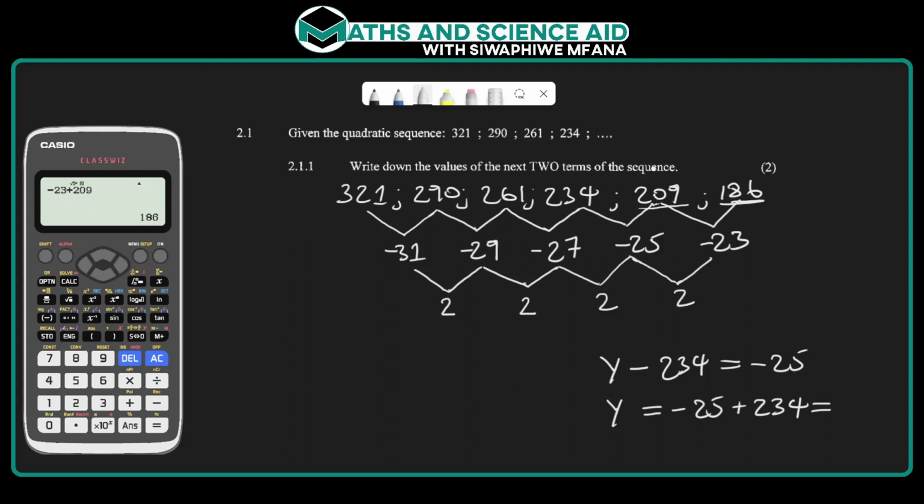And the question was only asking us to write down the values of these next two terms, which basically means that you are not required to show all of this working. All that they are expecting you to do is to give the next two terms, and then you get your 2 marks.